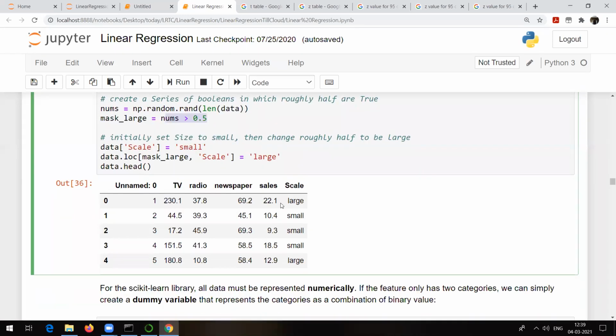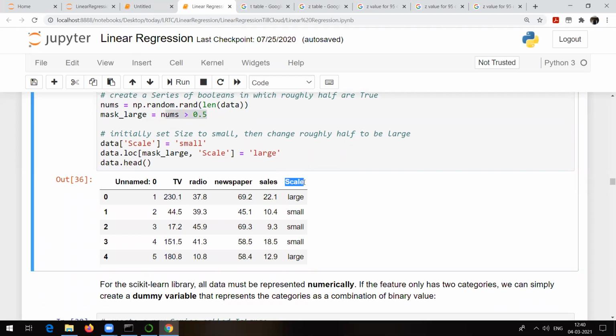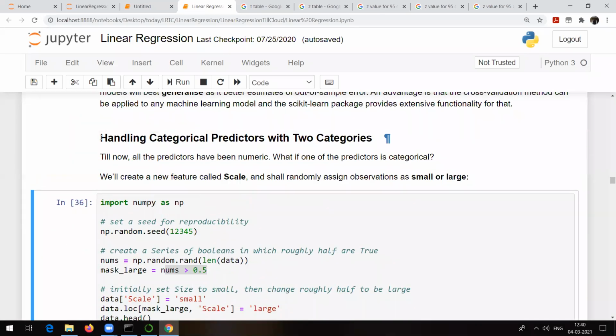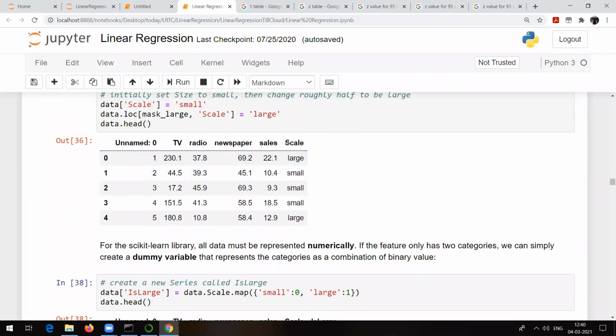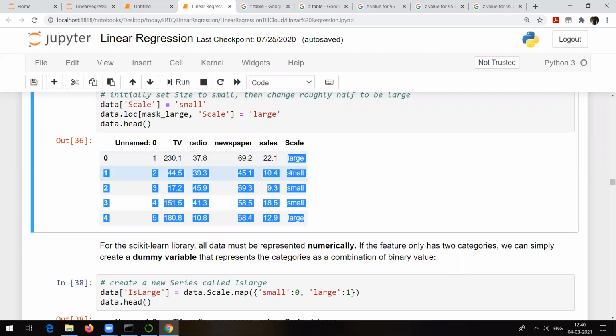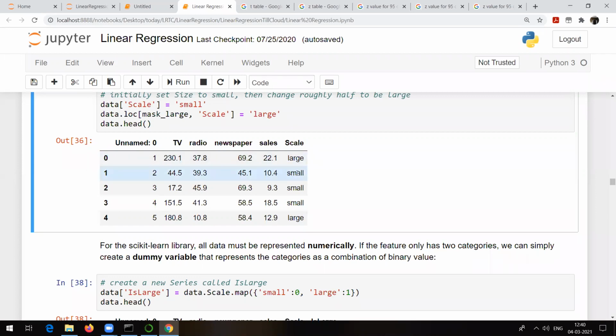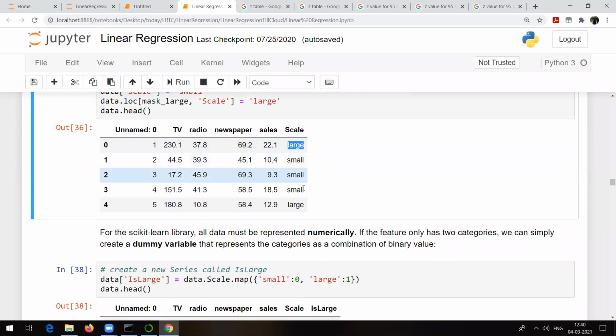So ultimately what I want to do is add one new column called scale, and in that scale I want the values large and small, because we want to understand how to handle categorical predictors with two categories. So yes, I now have a categorical predictor called scale, which has two categories, large and small. As this is not numerical data, but we know that machine learning algorithms need numerical data, we can directly convert it into numerical data. You can assume small as 0 and large as 1. That's it, right? That's what is actually given here.